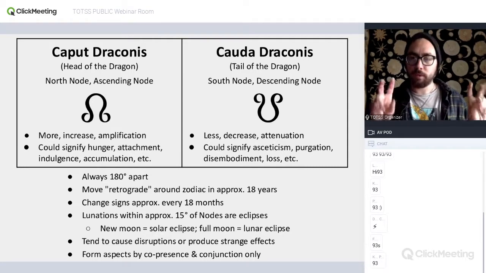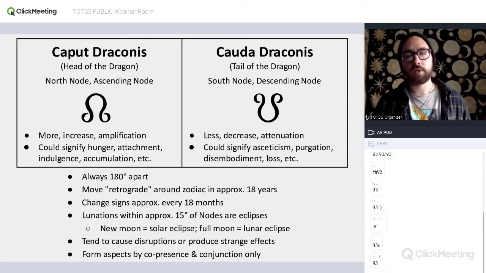They move, quote unquote, retrograde around the zodiac. I mean, it seems silly to call them retrograde since that's their normal motion, but they move in the opposite direction that the other planets do, at least most of the time. They occasionally reverse a little bit, but in general, they move in what we generally call the retrograde direction.